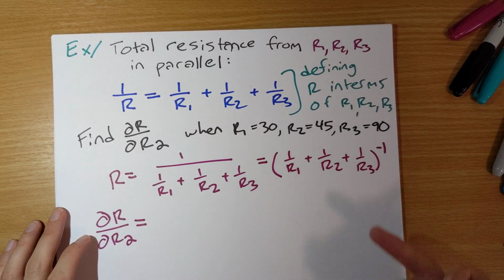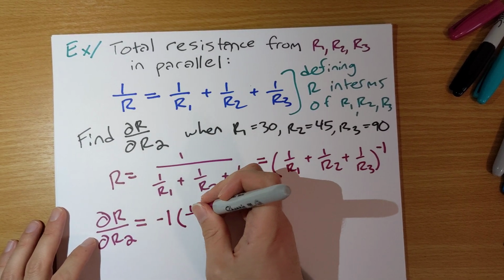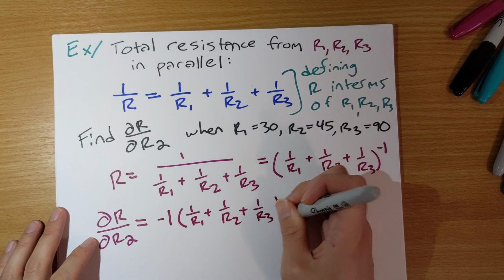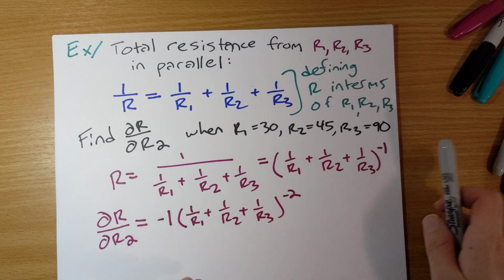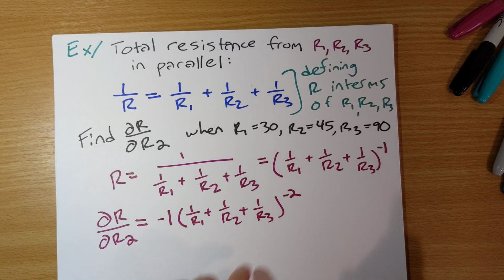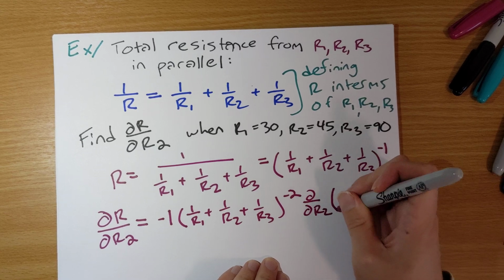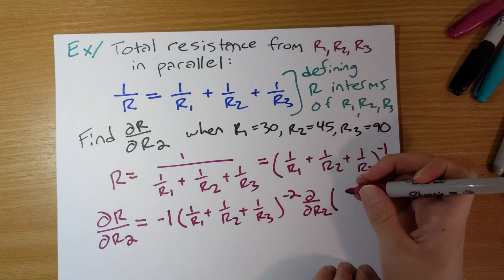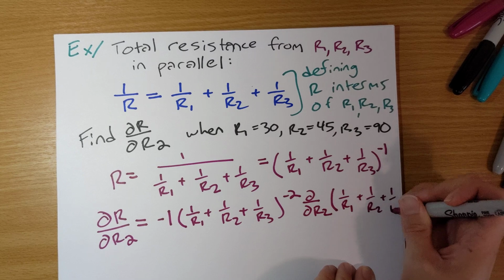Let's say, bring down the minus sign there, minus 1 times 1 over R1 plus 1 over R2 plus 1 over R3 to the negative second power. This is the power rule part of the calculation. And now we need to multiply by the partial derivative with respect to R2 of the inside here. This is the chain rule part of the calculation: 1 over R1 plus 1 over R2 plus 1 over R3.